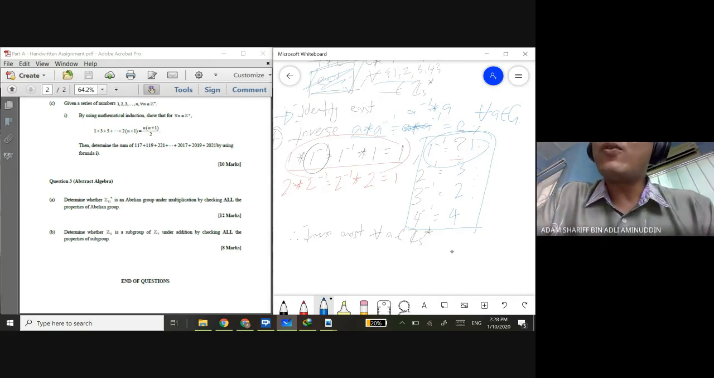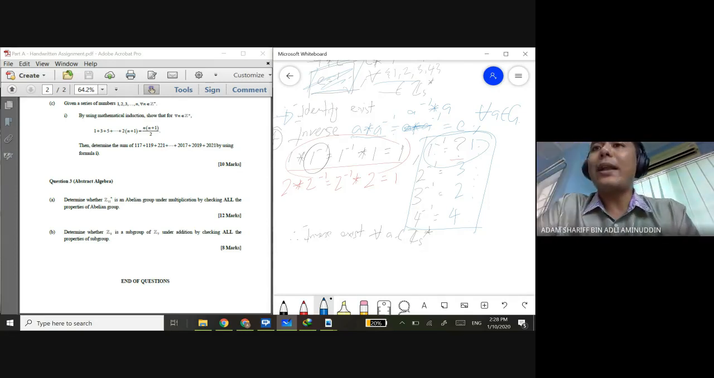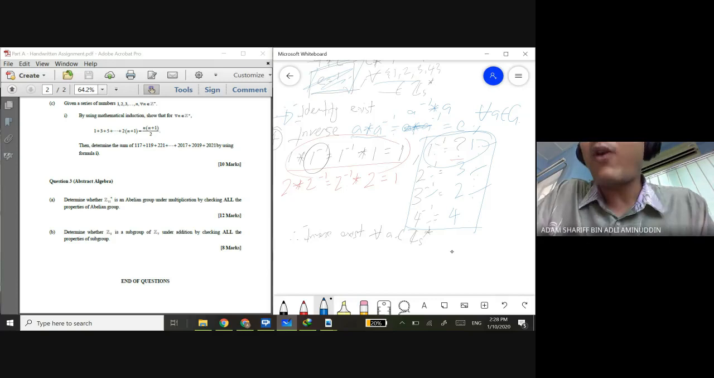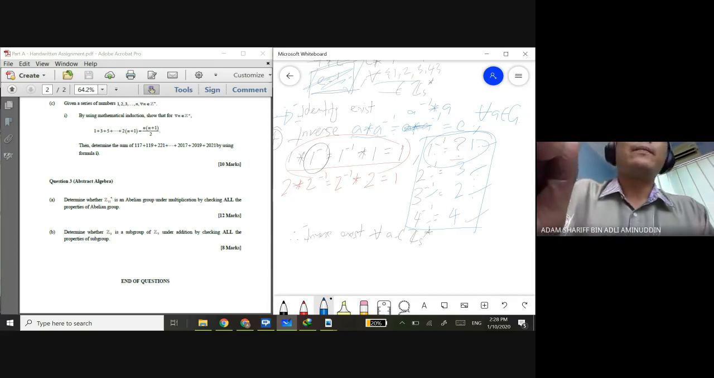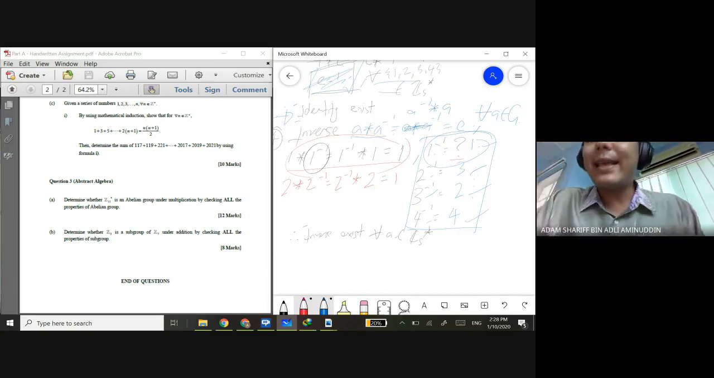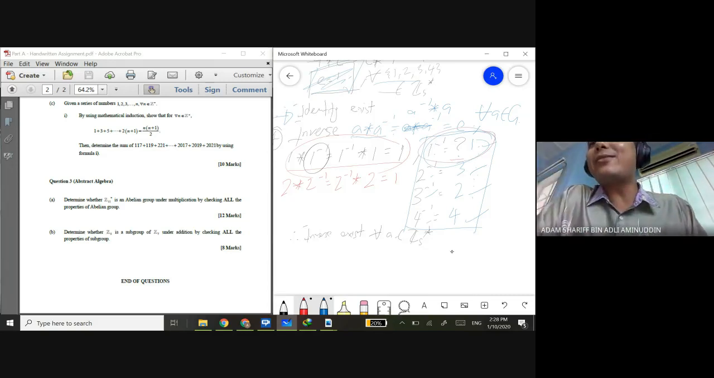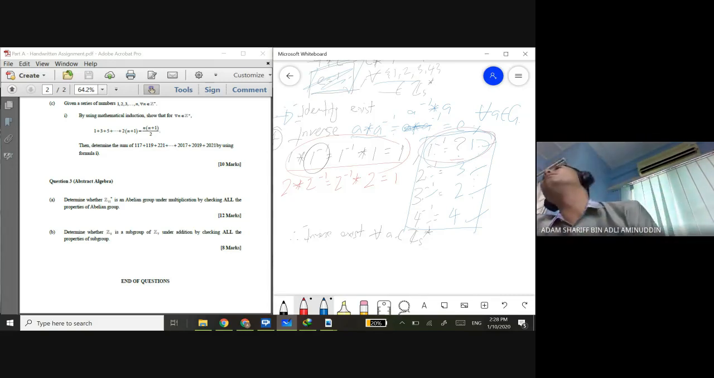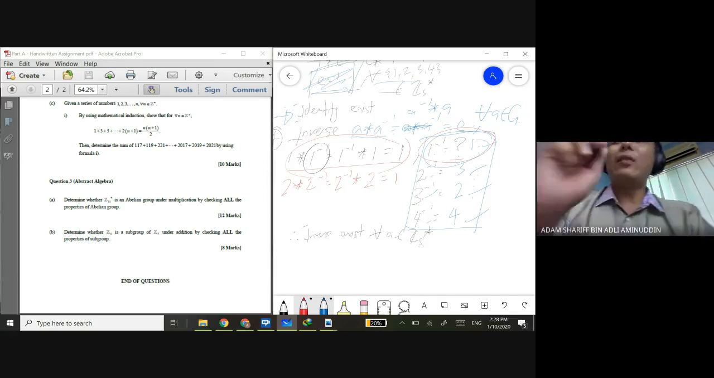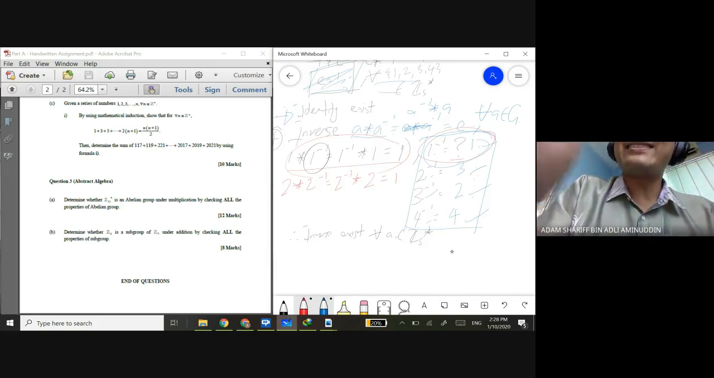I want to know what is the inverse of 1, which is 1. What is the inverse of 2, which is 3? What is the inverse of 3, which is 2, and 4? The inverse is 4. The students, like I said, the mistakes, they only write this one. They don't write 2, 3, and 4. And the worst yet, they just write like this red color part.